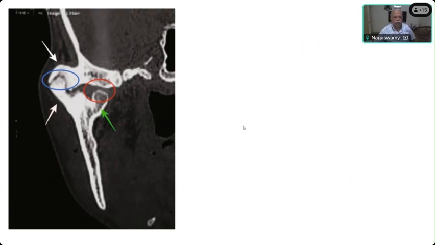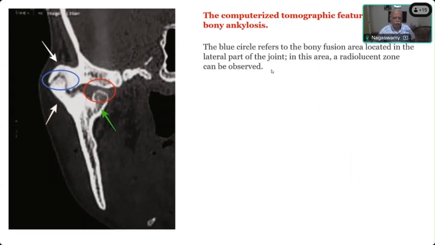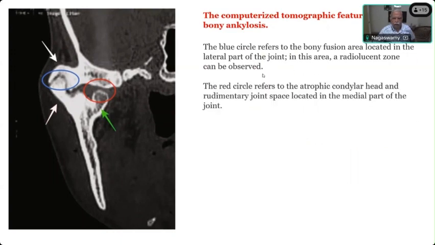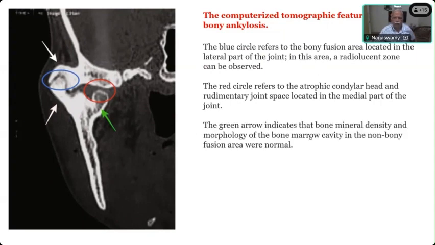And this is the CT scan, computerized tomography, of TM joint ankylosis. Here the blue circle shows the bony fusion, the lateral part of the joint. The red circle is the atrophic condylar process, or the head of the mandible, with a rudimentary joint space. The green arrow shows the bone mineral density morphology and non-bony fusion areas, and the white arrow indicates excessive bone formation around the joint. Okay, so these are the changes that you have to remember.